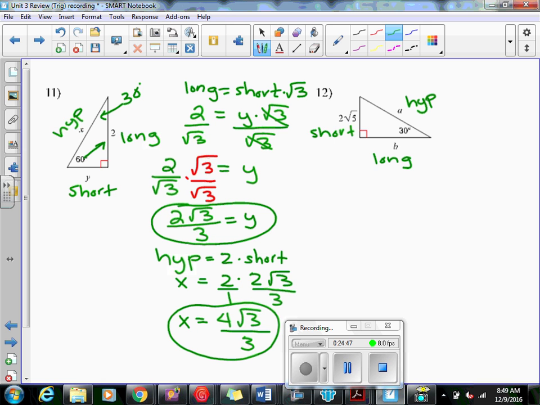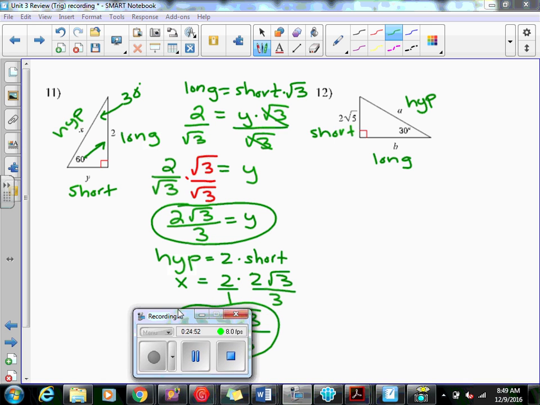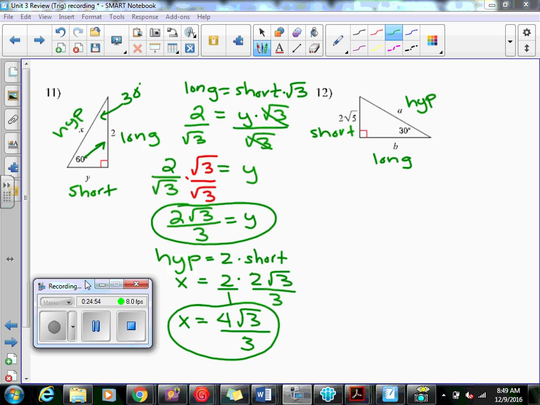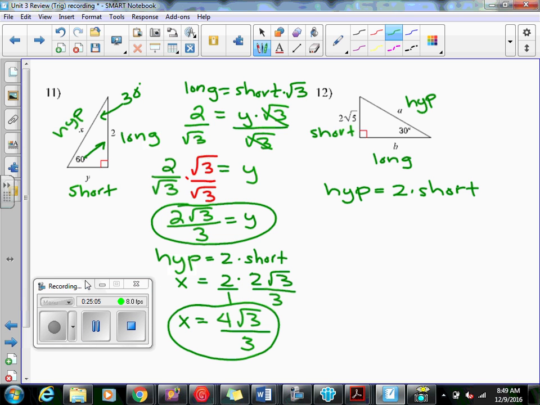Now, in this case, since we're given the short leg, it doesn't matter which one you solve first, because you're going to get the same answer either way. And we've already been given the short leg. So we're going to go ahead and do hypotenuse first. Hypotenuse equals 2 times the short. If you plug in, your hypotenuse is A. That equals 2 times the short, which we know is 2 square root of 5. This one's going to be straightforward, just multiply. 2 times 2 square root of 5 will be 4 times the square root of 5.